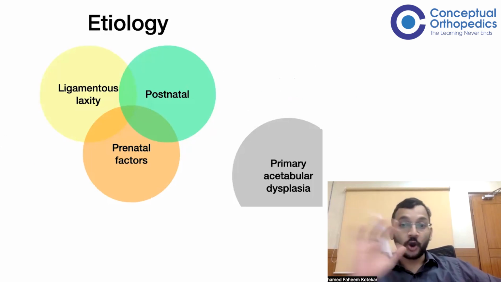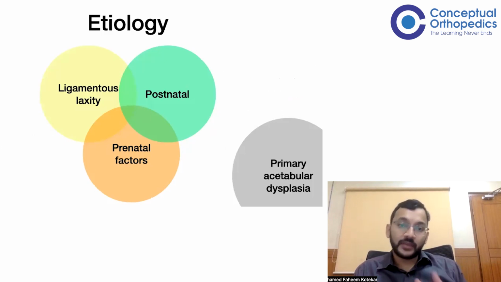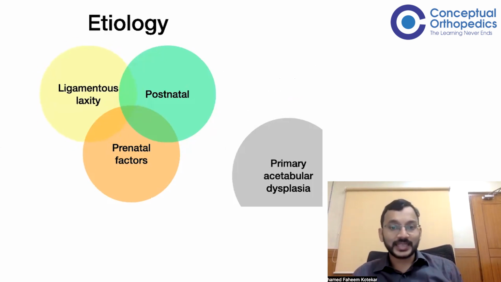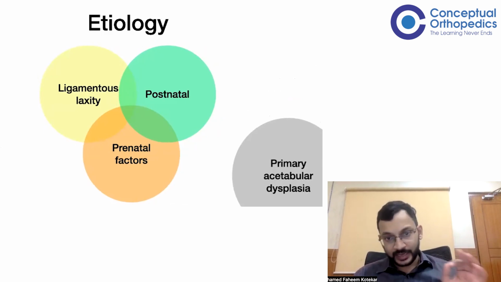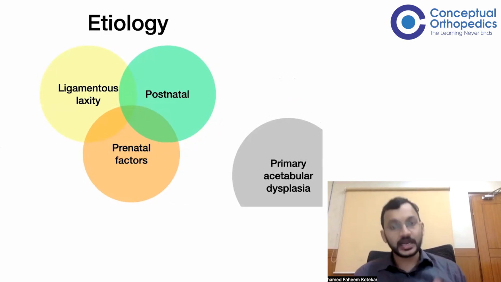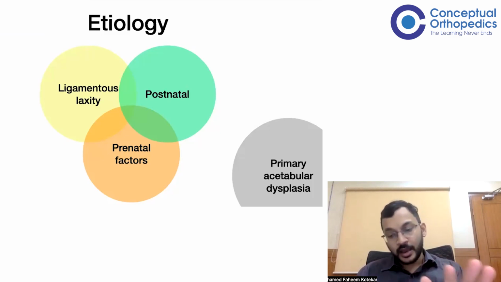Now let's come to the etiology. Now the etiology of developmental dysplasia of hip can be divided into ligamentous laxity, prenatal factors, postnatal factors, and primary acetabular dysplasia, out of which the 3 in the middle, that is the ligamentous laxity, the prenatal factors, and the postnatal factors, are more commonly associated with causing DDH than a primary acetabular dysplasia. Now let's discuss these one by one, and this is going to be the crux of our understanding of DDH for this particular session.